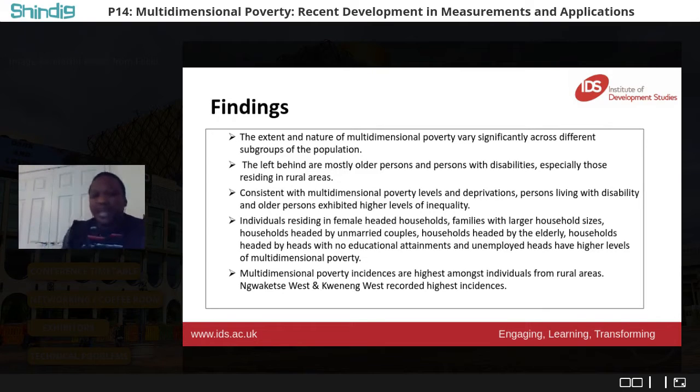So in terms of our findings, in sum, I can say the extent and nature of multidimensional poverty vary significantly across different subgroups of the population, as shown by the previous results. The left behind, that is the multidimensionally poor, are mostly older persons and persons with disability, especially those residing in rural areas. The inequality results are also consistent with those of multidimensional poverty measures and deprivation incidences. Also, in terms of household or family structure, we find that families with larger household sizes, those headed by unmarried couples, and those headed by either the elderly or children have higher poverty levels. And then there are also disparities across districts, especially rural areas. Next slide.